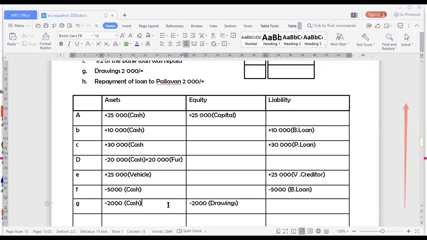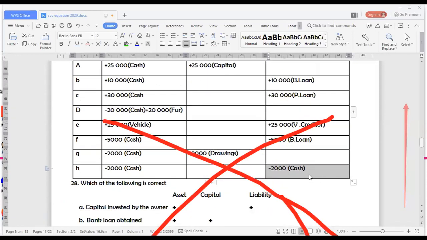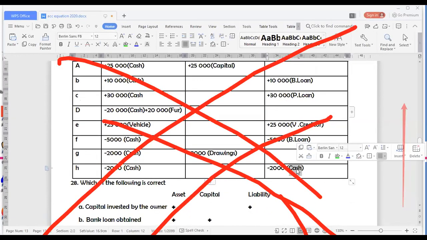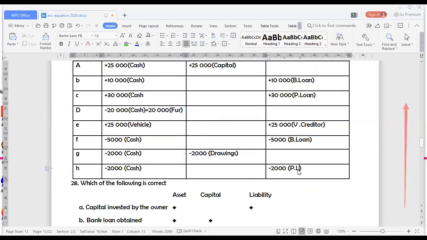Right. So G, H, repayment of loan to Pallavan 2,000. So when you repay, cash decreases by 2,000. It is a repayment of loan, so liability decreases by 2,000. Pallavan loan. Okay.